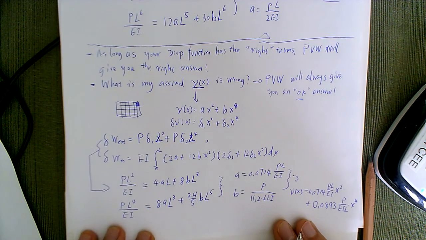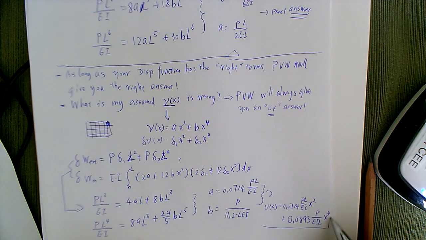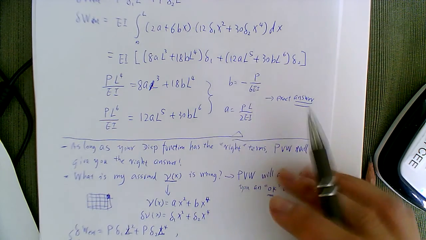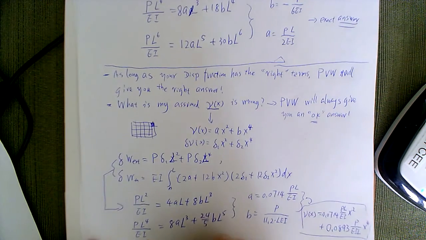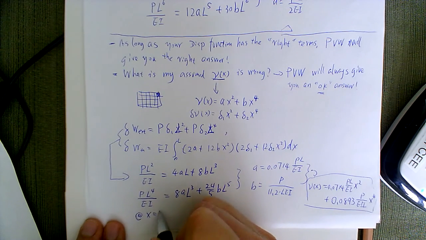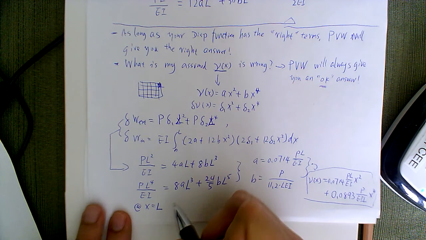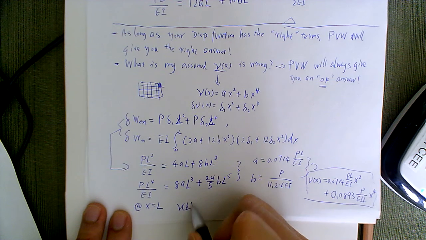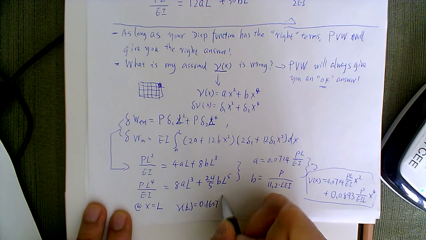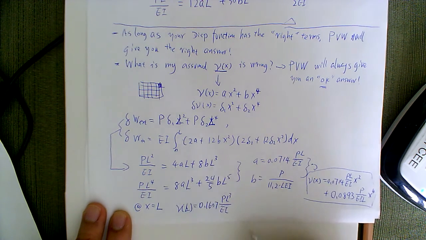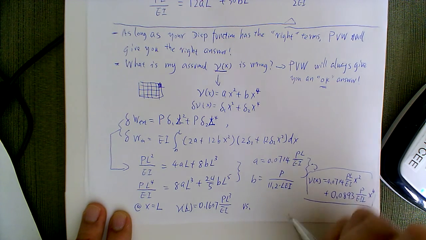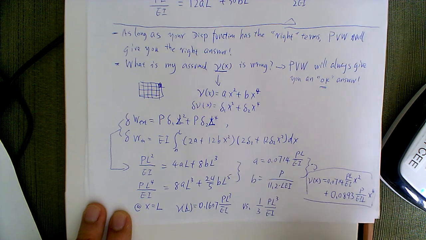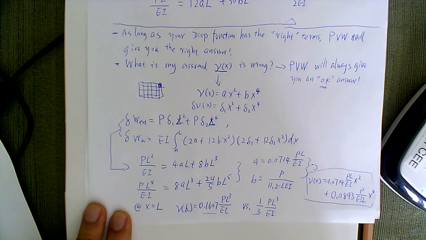So if you say, okay, well, I know this is not our classic answer with those A and B, but how far off? I'll give you an example: at x equals L, if you just plug it in, if you use this Vx, it will be equal to 0.1607 PL cubed over EI. But if you really do the true thing, you will get one third PL cubed over EI. Yeah, it's actually quite different.